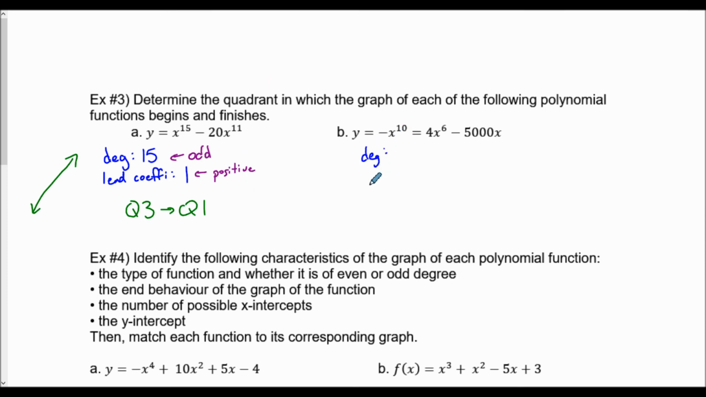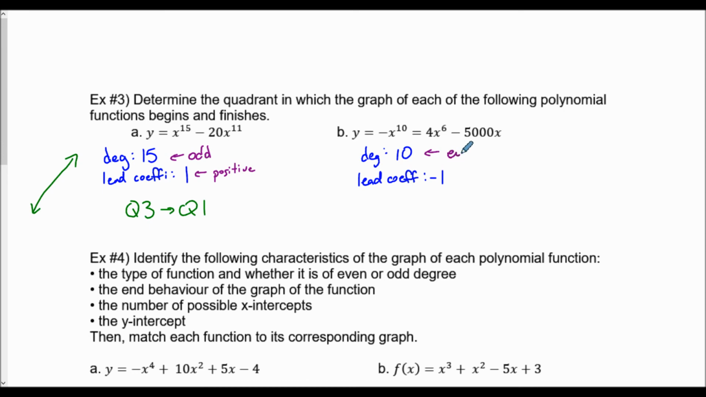In this one, we're going to do the same thing. Identify what the degree is, identify the leading coefficient. Our degree is 10. Our leading coefficient is -1. But we don't really care what the numbers are, at least not too much.